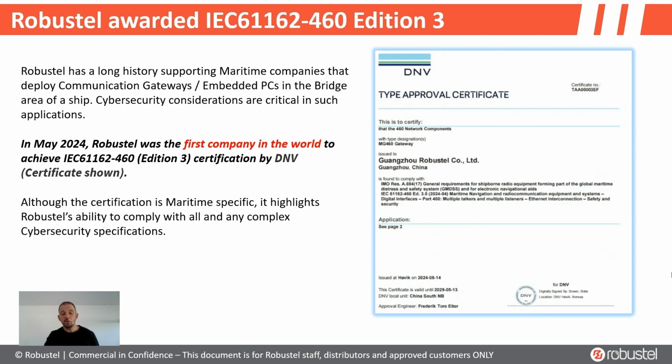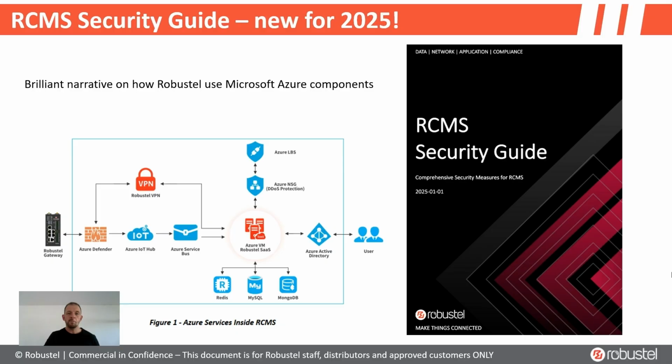A little bit of a curveball, but certainly a very good signpost. Robustel were the first company in the world to achieve 61162 edition 3. This is very maritime specific, so unless you're in that world, you're probably not familiar, but it basically is around the scope of devices on the bridge of a ship, especially relating to critical systems, ECDIS systems for electronic charts, and the like. So, yeah, it was a great achievement. And it's actually serving Robustel very well with its flagship MG460 product.